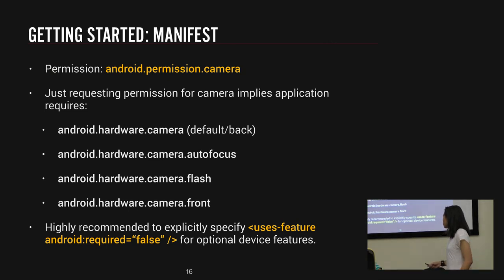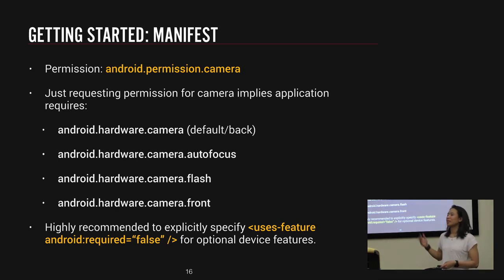All right, so the Android application. Start off with the manifest. There are some pretty important features in the manifest to use when you're doing a camera. First, you actually have to ask permission to use the camera because it is a hardware feature. The tricky thing to note is that if you just drop in the camera permission, it is going to implicitly require that your users have a back camera, a front camera, autofocus, and flash.